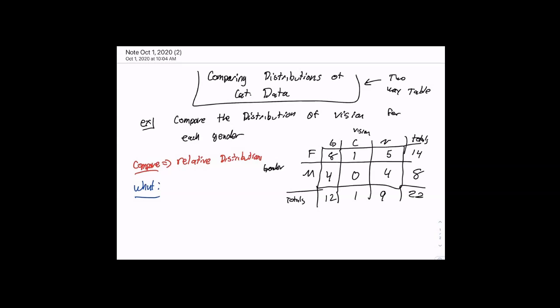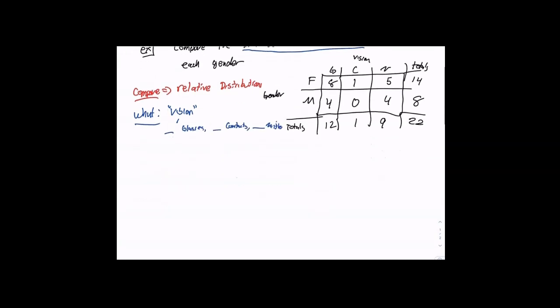The vision. Yeah, there it goes. It's vision, because it says the distribution of vision. So that means I want to break down vision. That means I want to have blank glasses, blank contacts, blank neither. That's what's going to tell me. So when I write my answer, I want my answer to have glasses, contacts, neither. I need to make sure I break down the vision. I need to talk about the distribution of vision.